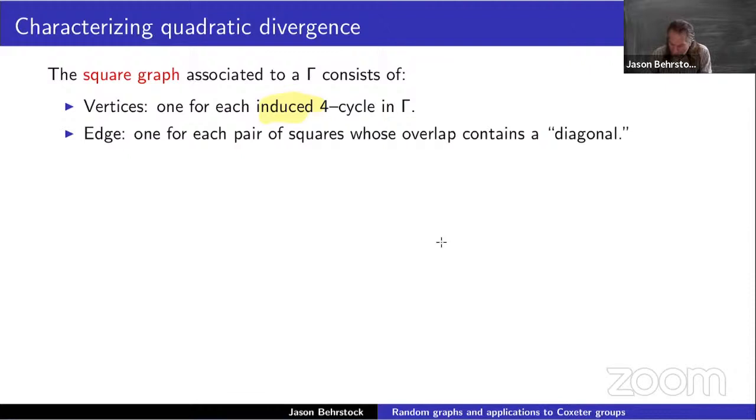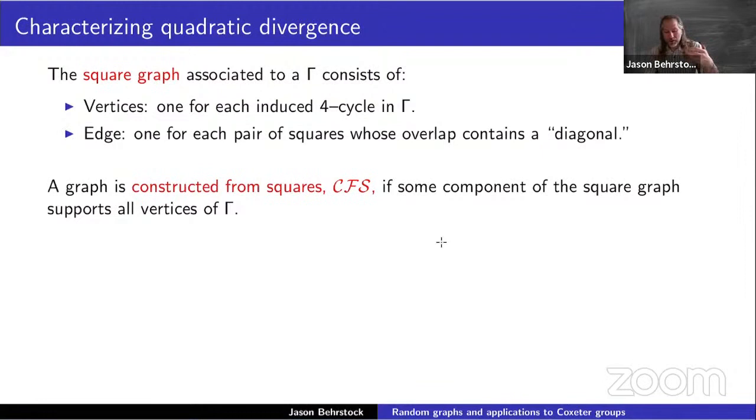Here's the graph I drew earlier, which I said was a three-manifold graph that came from the fundamental group of a three-manifold. Here's one square and here's another square, and they overlap along a diagonal, in fact more than a diagonal, so you would connect those in this graph. That gives you some graph, and then a graph is called CFS, constructed from squares, if you look at components of the square graph, and when you write down those components, you don't just write down the squares, you remember the vertices they came from. And the question is, is there a component of the square graph that contains every vertex of the original graph?